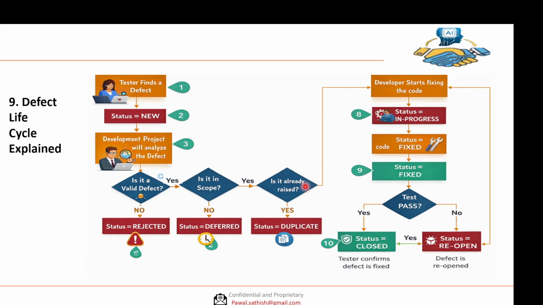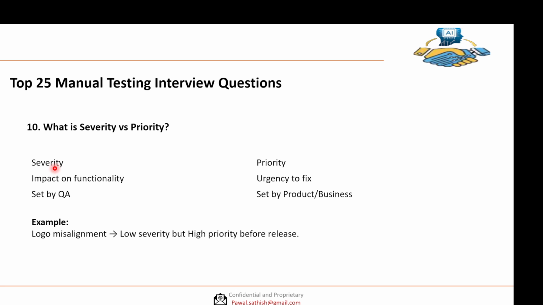If the defect has not already been raised, the developers start the fixing and it's assigned to the development team. The developer changes the status to In Progress. Once the developer fixes it, he changes the status to Fixed, and it's deployed to the QA environment, where QA re-verifies the defect. If the test passes, it is marked as Closed. If the test fails, the status is Reopened and it is assigned back to the respective developer. So this is the defect life cycle. Next: what is severity versus priority?